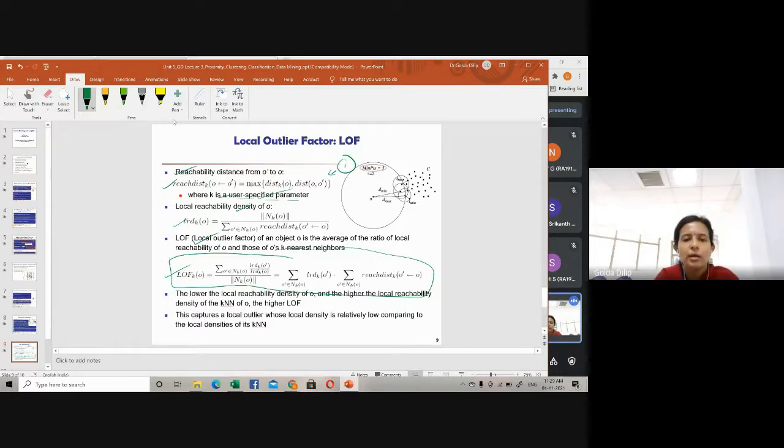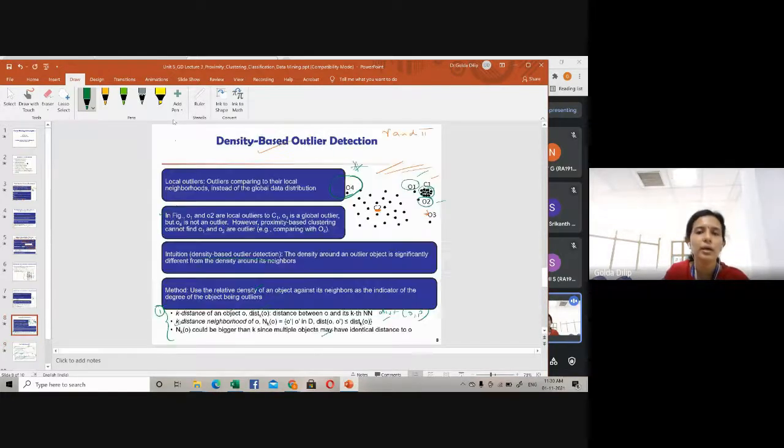So the lower the local reachability density of O, and the higher the local reachability density of its k nearest neighbors, the higher the local outlier factor. This captures a local outlier whose density is relatively low compared to the local densities of its k nearest neighbors. You can identify local outliers better using density based measures than distance based measures. That's the concept of density based outlier detection and LOF, the local outlier factor.